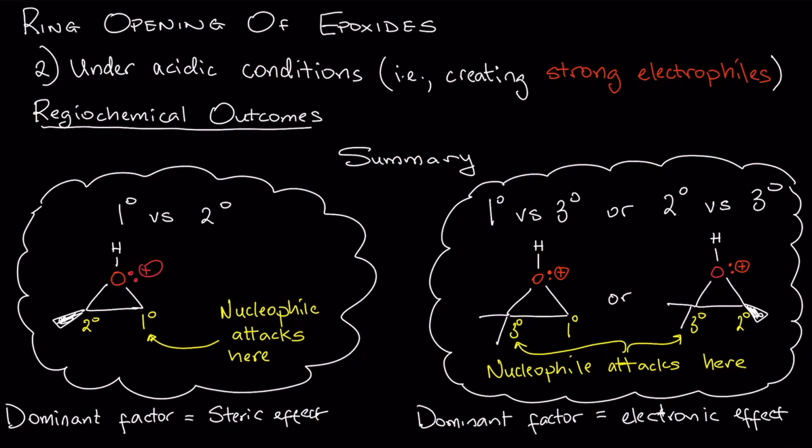However, if you're dealing with epoxides with tertiary carbons, now your dominant factor here is the electronic effect of your activated epoxide, where your tertiary carbocation character is particularly stabilized, and so that will be the more electrophilic spot, if you will, in your activated molecule. And so the nucleophile will attack the tertiary carbon over the primary or the secondary carbon in these reactions.